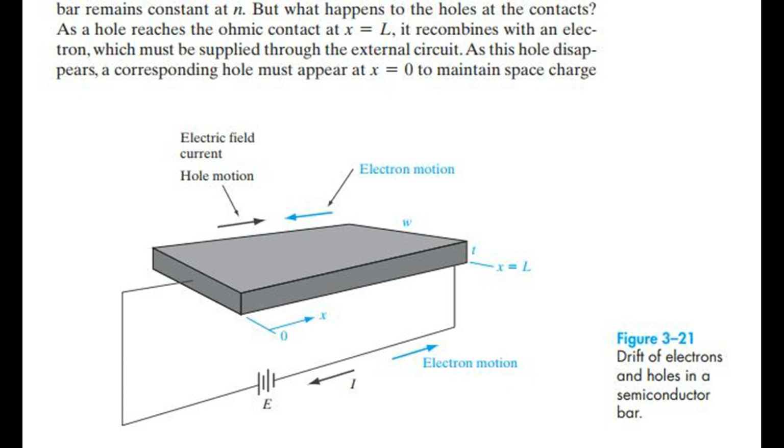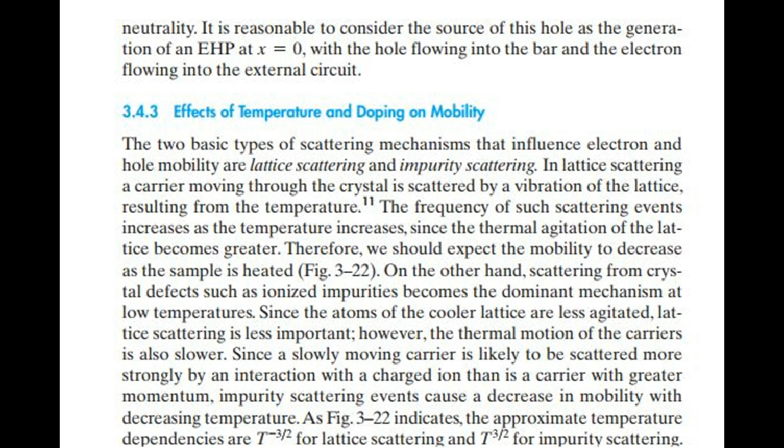Effects of temperature and doping on mobility. The two basic types of scattering mechanisms that influence electron and hole mobility are lattice scattering and impurity scattering. In lattice scattering, a carrier moving through the crystal is scattered by a vibration of the lattice. Resulting from the temperature, the frequency of such scattering events increases as the temperature increases, since the thermal agitation of the lattice becomes greater. Therefore, we should expect the mobility to decrease as the sample is heated, Fig 3-22.